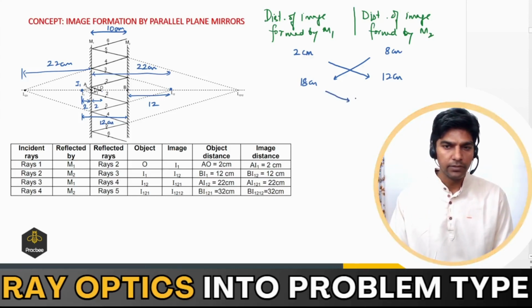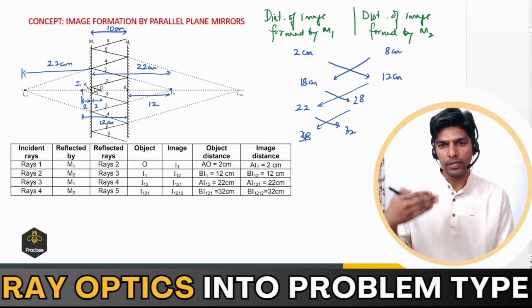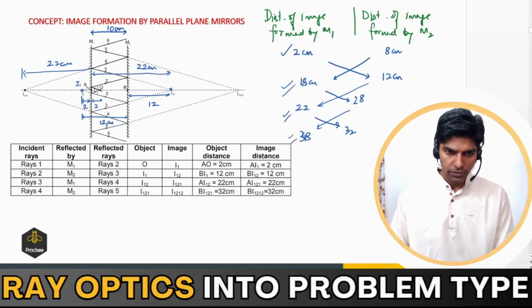Then we'll get 28, and then this will give us 22, then 32, and this will be 38. Okay, so this keeps on happening. So that is the image closest to the mirror, and that is the next closest image, right? 18, then 22, then 38. So this you have to remember.